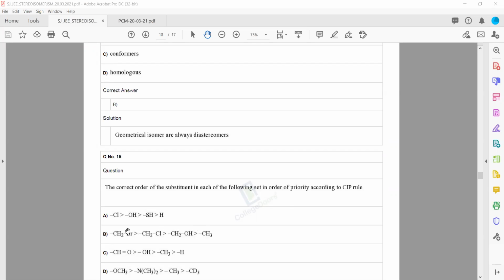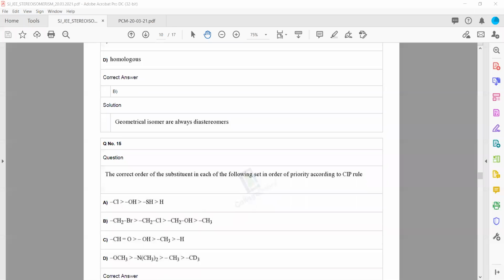Understood. So the answer is B. Now tell me, what was the problem in the C option? OH should have been first. And in the last one? CD3 before CH3. Yes, CD3 should have been before, because if there are isotopic atoms, whose atomic number is the same, then the CIP rule says that you have to arrange them in terms of molar mass. So D will have a priority higher than the H. Okay?